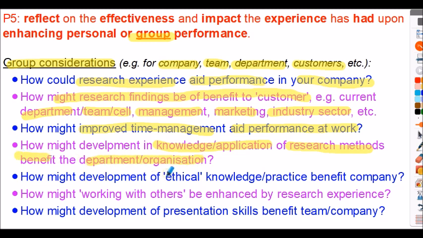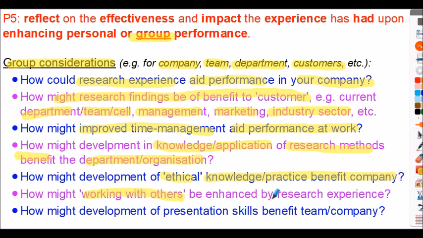What about this one, the ethical knowledge and practice? Most of you have gone through ethical considerations, and it's something we probably don't normally do. Could that have any impact on the company performance or the team performance or the group performance and that kind of thing? Or maybe working with others is sometimes used.